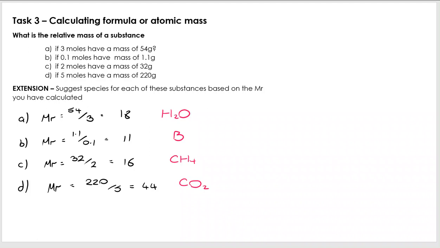So that gives us an introduction to molar calculations, ready to move on to some of the more challenging ones in the next few videos.